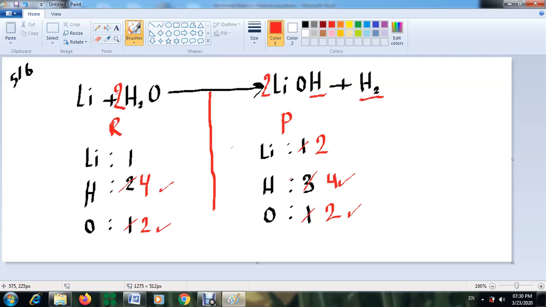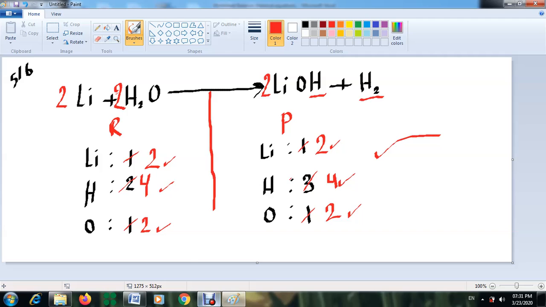I have to change this one into 2 by putting this coefficient 2 in front of lithium, so it will be now 2. Okay, so now I have balanced also lithium atoms. Now this equation is balanced. The same thing for equation number 6.